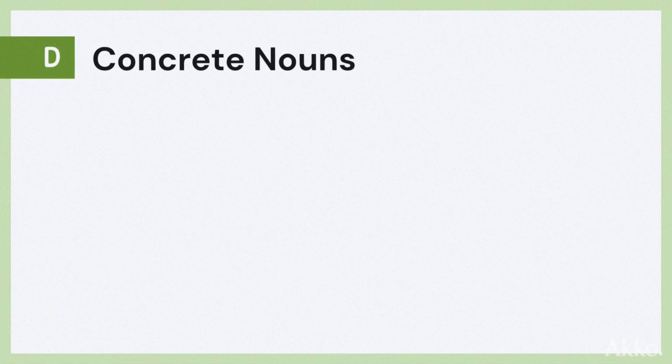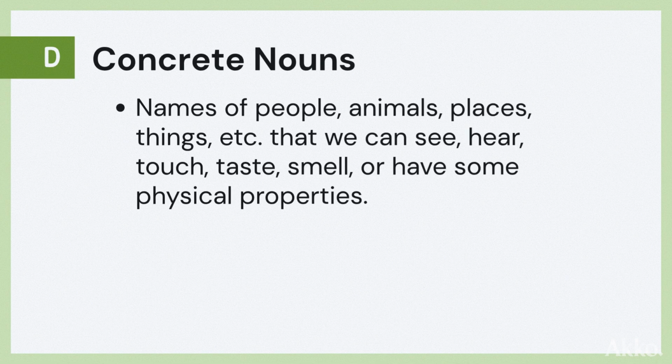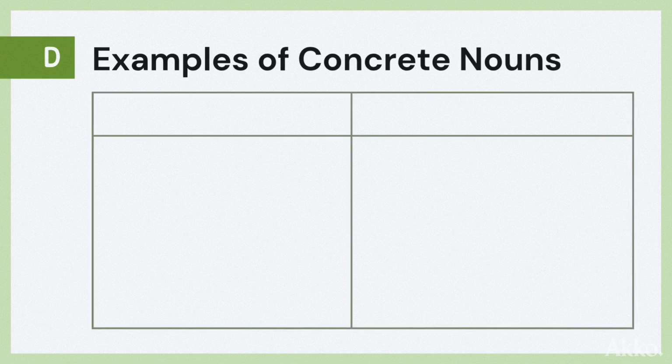Moving on to the next group, we have concrete and abstract nouns. Concrete nouns are names of people, animals, places, etc. that we can see, hear, touch, taste, smell, or have some physical properties. Let's look at some examples to get a better idea.